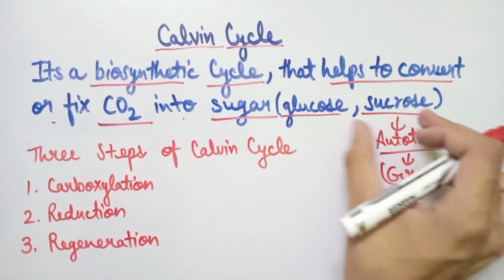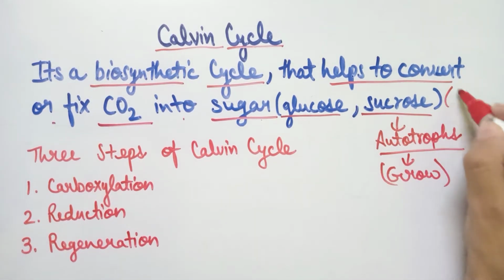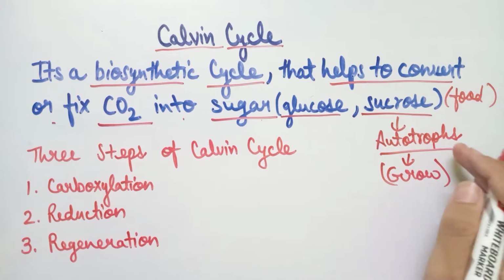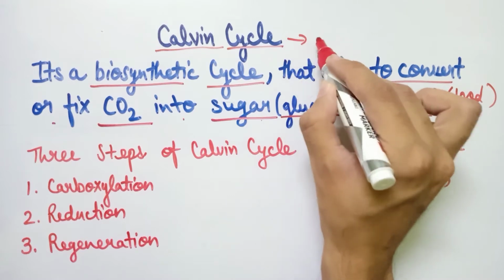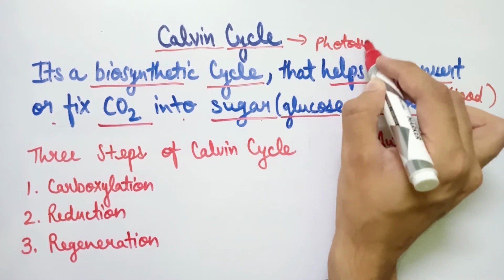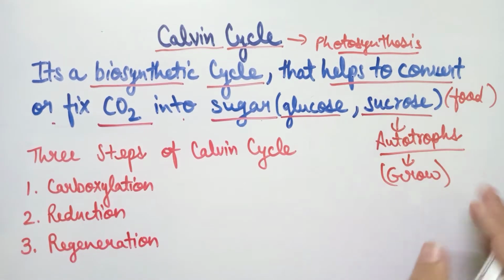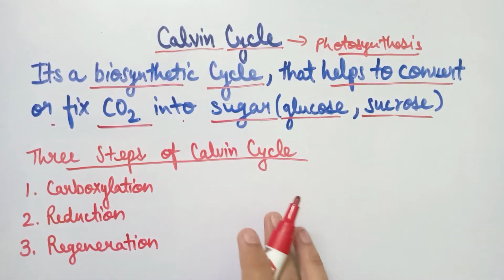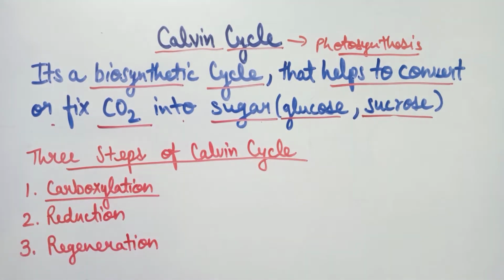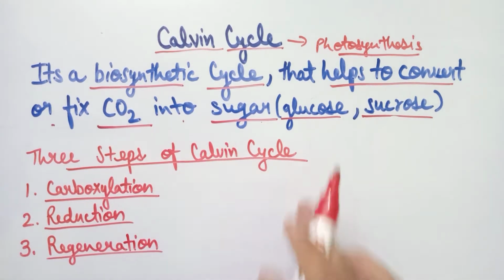So basically, these sugars, glucose and sucrose, are used as food by these plants. This Calvin cycle process is basically part of the photosynthesis process in plants. So that's why this is a very important cycle in plants or photosynthetic bacteria or any photosynthetic organism. There are three steps in the Calvin cycle. The first is the carboxylation phase, the second is the reduction phase, and the third is the regeneration phase. We will study all these three steps while we discuss the Calvin cycle in detail.